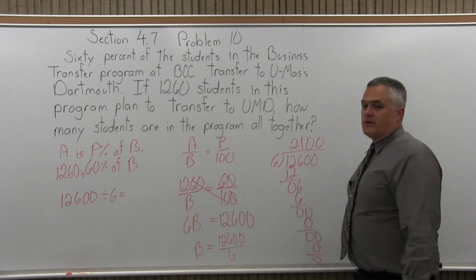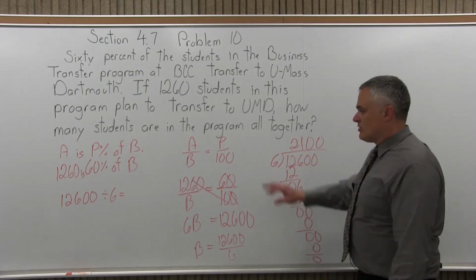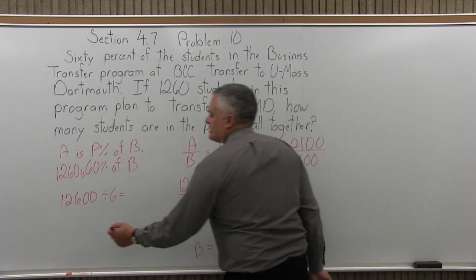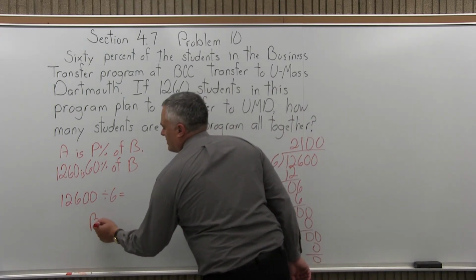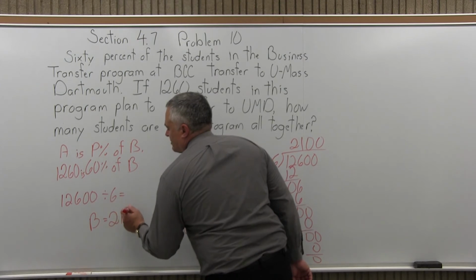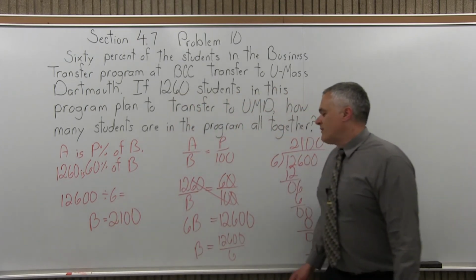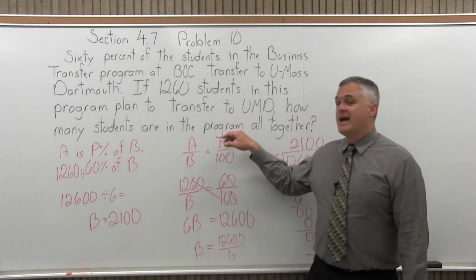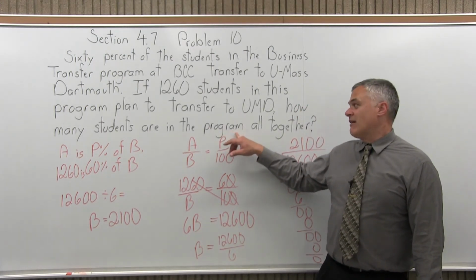So it's 2,100. That's the value for B. Whether you can do it with your calculator or you divide it out the long way, I have B is 2,100. Now, with many of the application problems, when you solve for that variable, you have to ask yourself, did I find the final answer to what the question asks? And in this case, you have.